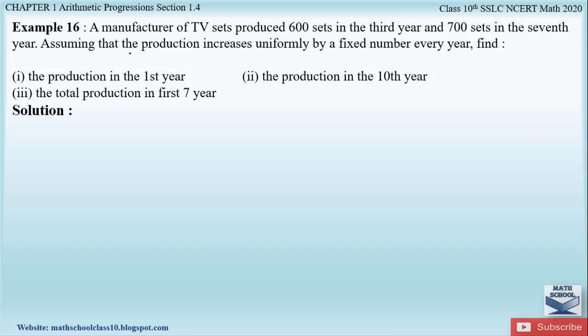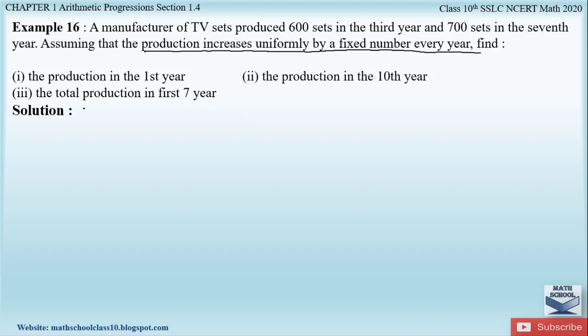Here, if you notice, the question says that the production increases uniformly by a fixed number every year. So from this statement, we get a clear picture that the number of TV sets every year increases by a fixed number, therefore it forms an AP. If it forms an AP, then we can use our formulas to answer the questions given here.